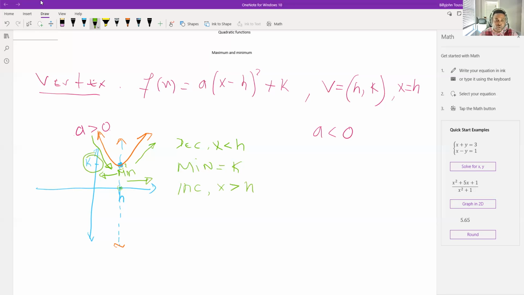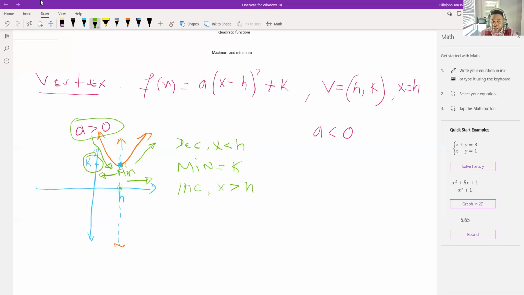So if you were to make a conclusion, we're saying that when our a is greater than 0, we decrease on the left, and we have a minimum, and then we increase on the right of our symmetry.